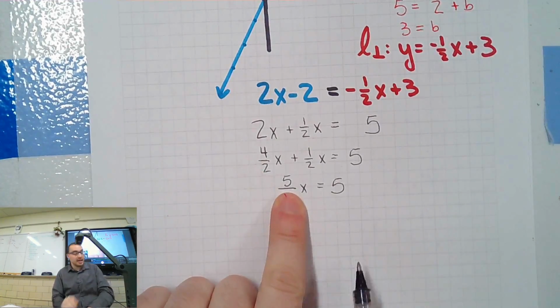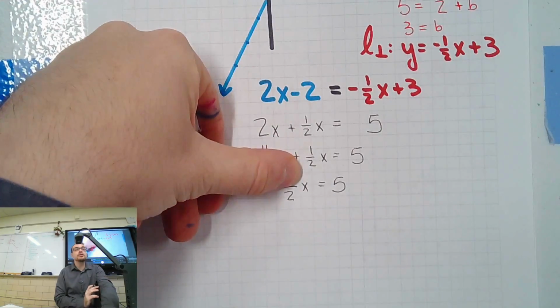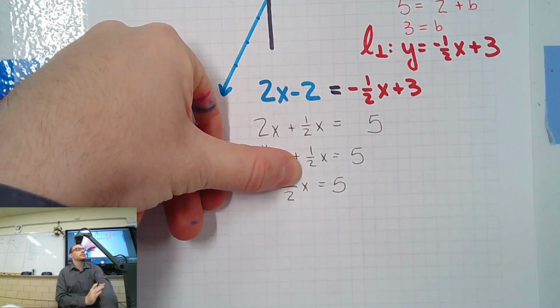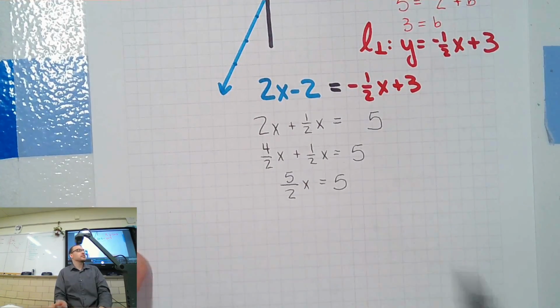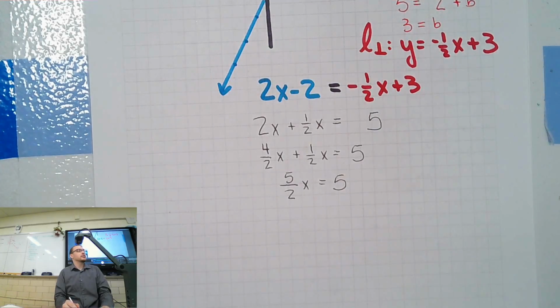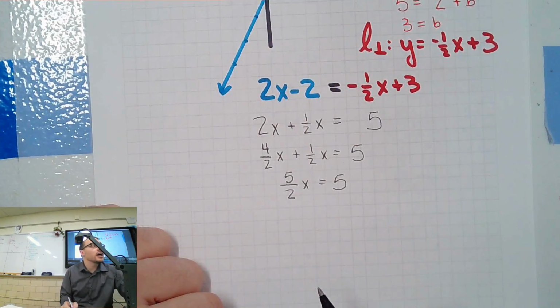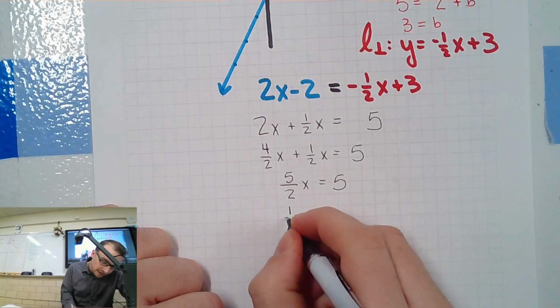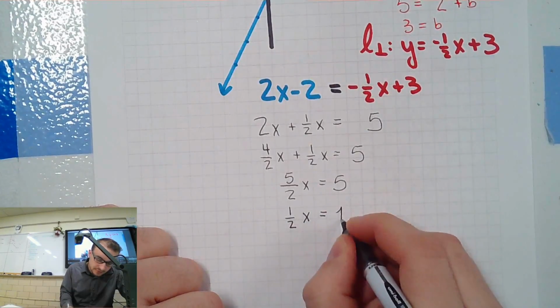If this was 5x, what would you do to get rid of the 5? Divide by 5, right? If this was x divided by 2, what would you do to get rid of divide by 2? Multiply by 2. Well, that is what it is. It's just both of those at the same time. So you want to get rid of the division first or the 5 first? The 5? All right. If we divide everything by 5, what's 5 halves divided by 5? 1 half. What's 5 divided by 5? 1.